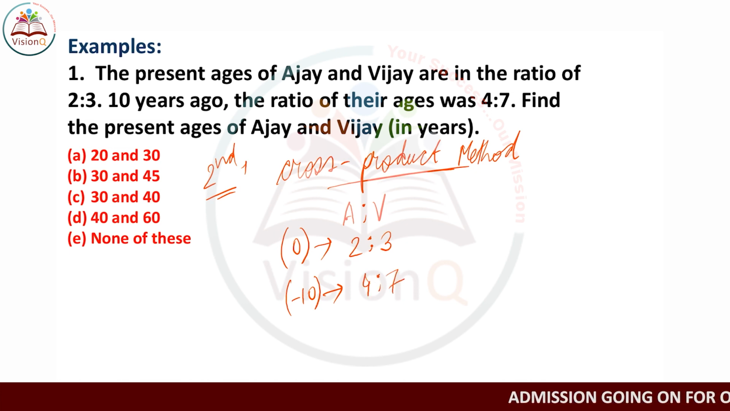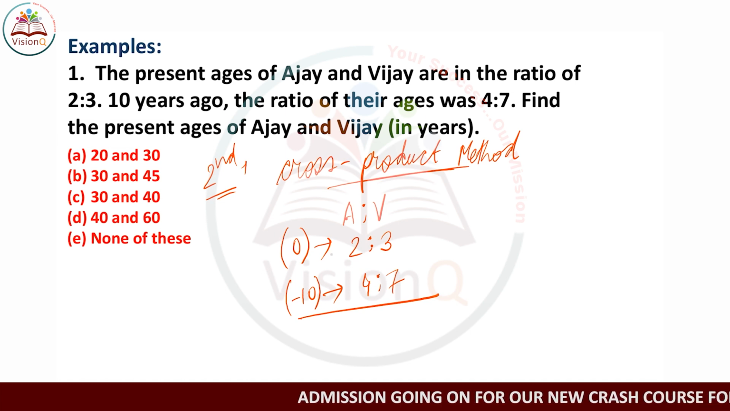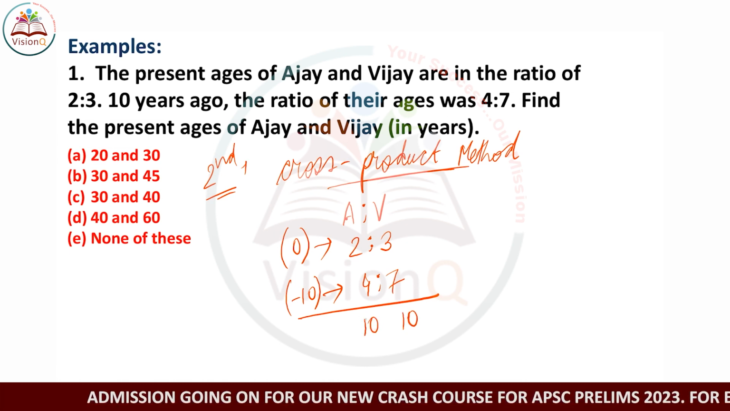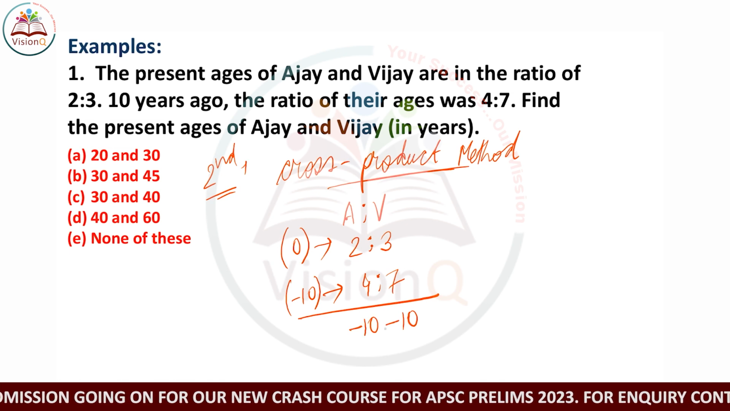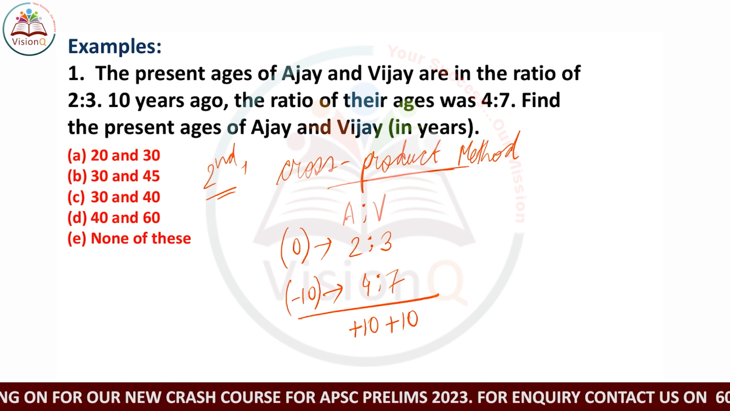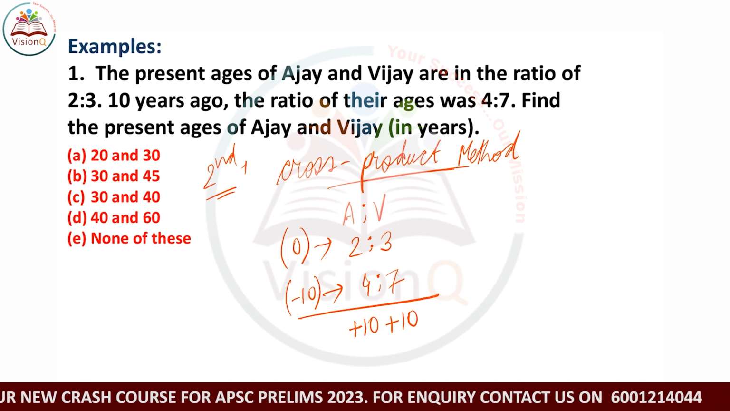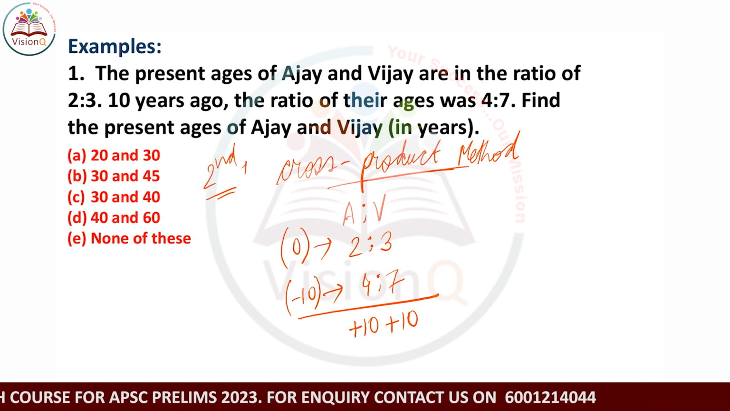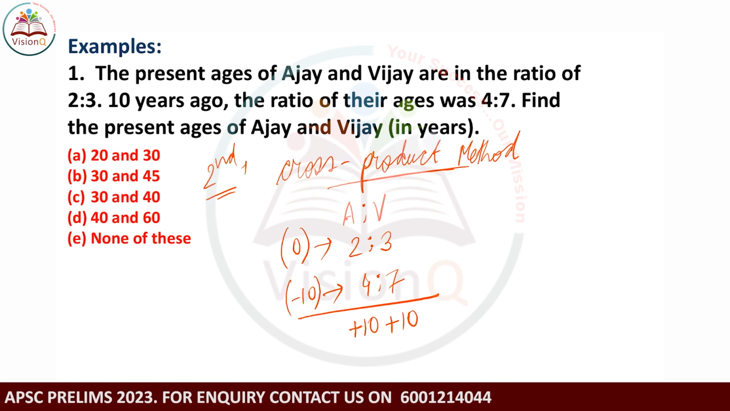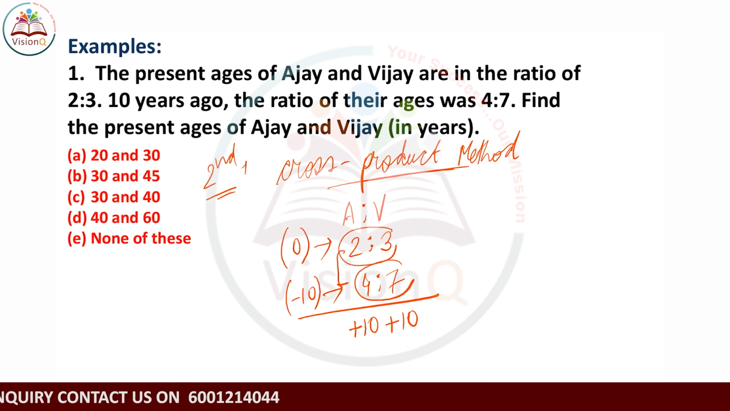Okay, 10 years ago, this ratio was 4:7. So whenever you are given two ratios and their gap is given, the gap from present to past or past to present is 10 years for both these persons. You can either give both the numbers as minus 10, minus 10, or you can also take the numbers as plus 10, plus 10. The answer will have no difference. They will have the same answer in both these cases. So whenever you are given two ratios and their gap is given, you can always apply the cross product method in such questions.